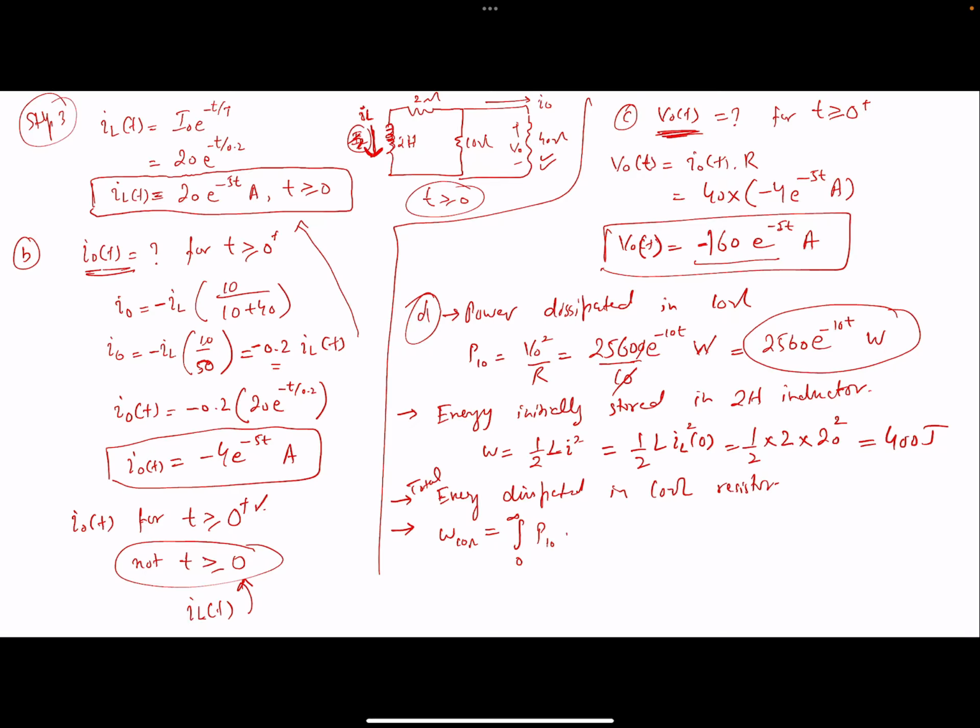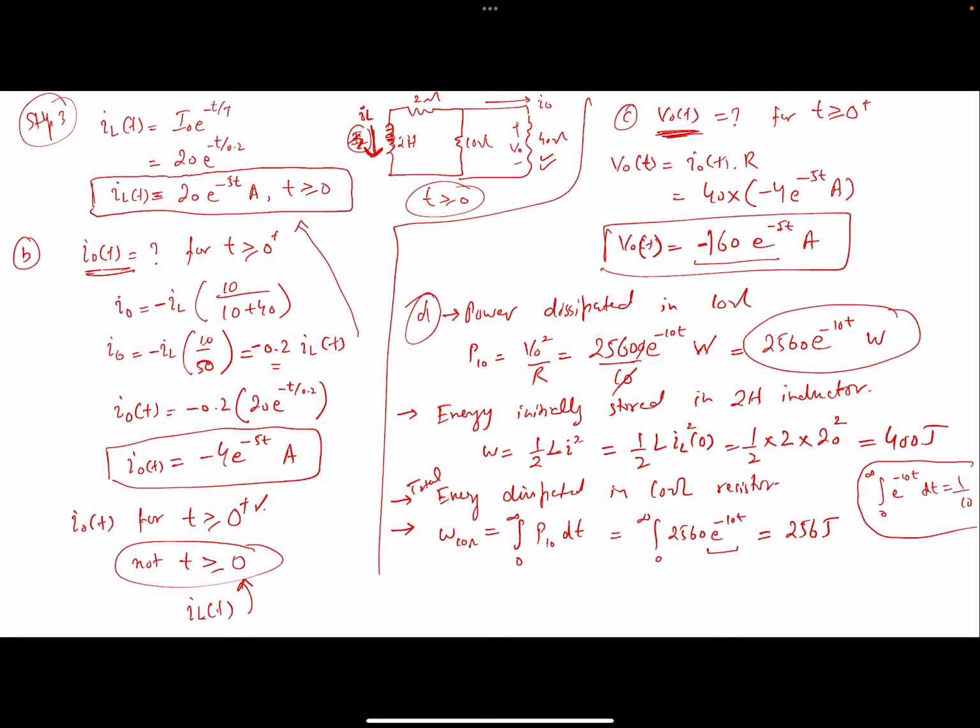So it comes out to be the integral of p10 dt, from 0 to infinity, of 2560 e raised to the power minus 10t, and this comes out to be 256 joules. How does this come out to be 256 joules? Because the integral from 0 to infinity of e raised to the power minus 10t dt is equal to 1 over 10. I did a whole derivation for why this equals 1 over 10 on the next slide, which I'm going to show you in a second.